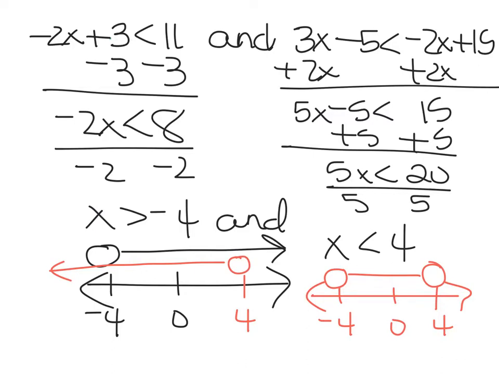If I plugged in the number 3 in both of the top inequalities, it would work in both. If I picked the number 5, it would work in the left one because the answer is x is greater than -4. It would not work in the right one, so we want answers that work in both, so 5 would not be a solution to both. Okay, so moving on to another one.